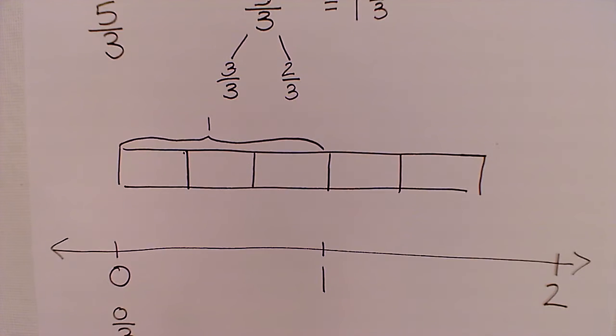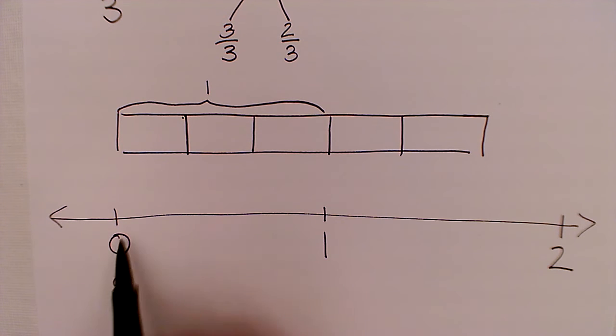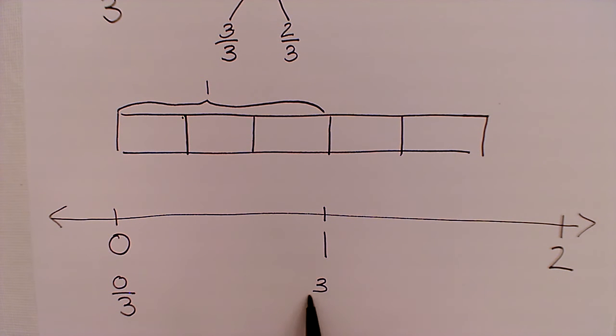Let me move this up. Sorry, guys. That 0 could just be talked about as 0/3, since I'm working with thirds, because I was working with 5/3. Remember that 1 can be written as 3/3, because 3/3 is equivalent to 1: numerator and denominator match.